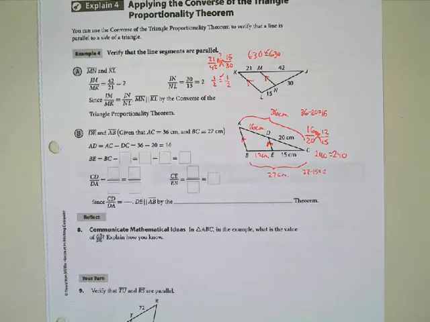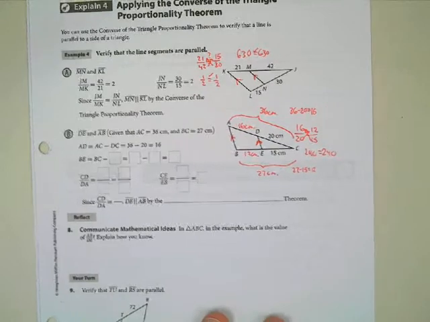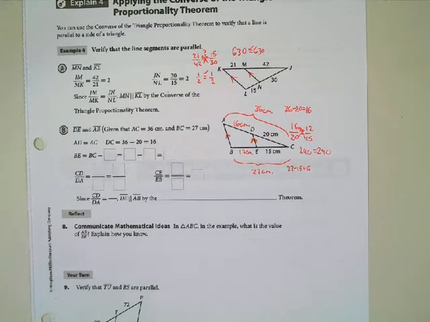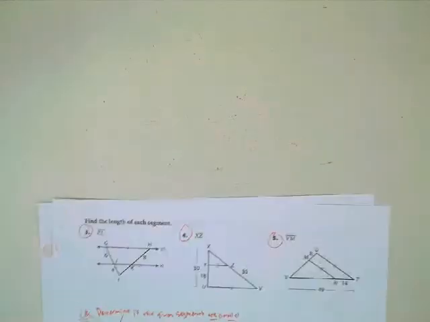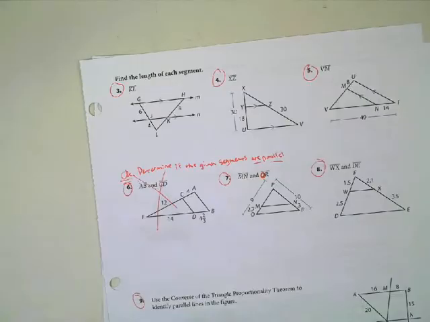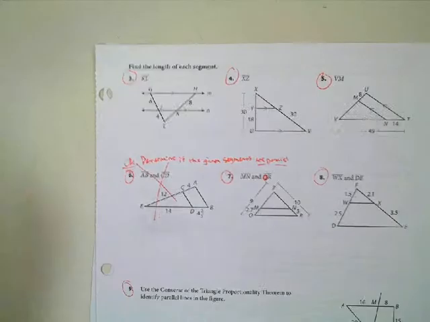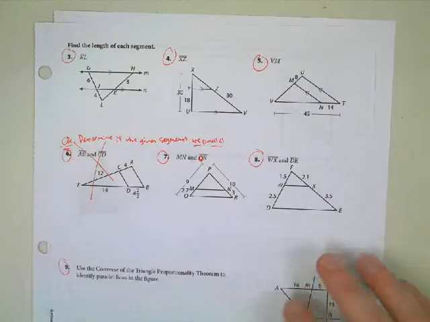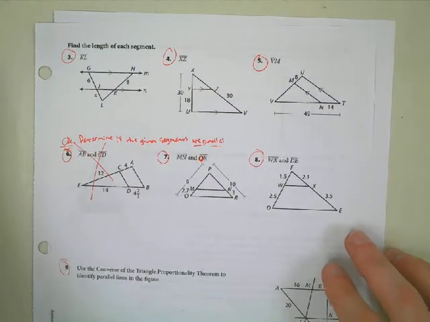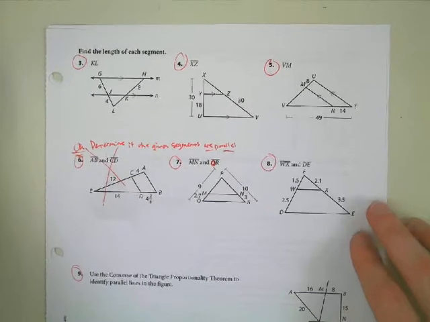So let me give you your assignment then. Here, if you want to have a look at this. We're going to start with 3, 4, 5, 6, 7, 8, 9, 10. Now, I want to point something out here. 6, 7, and 8 do not have the directions on the paper. I think there's a typo. The directions for 6, 7, and 8 are to determine if the given segments are parallel. They don't have the directions for you, but that is the directions for 6, 7, and 8.